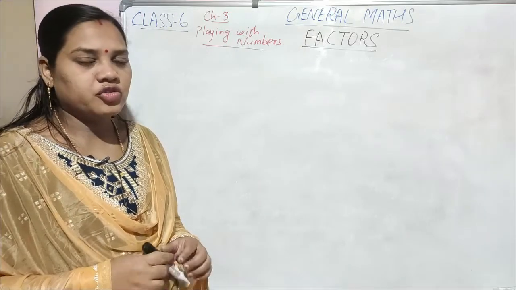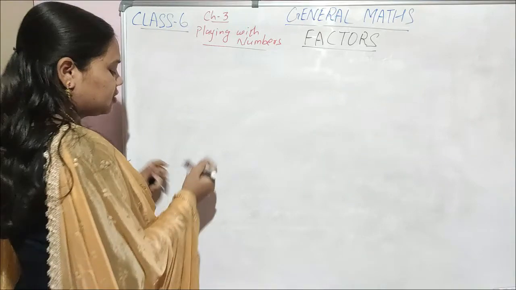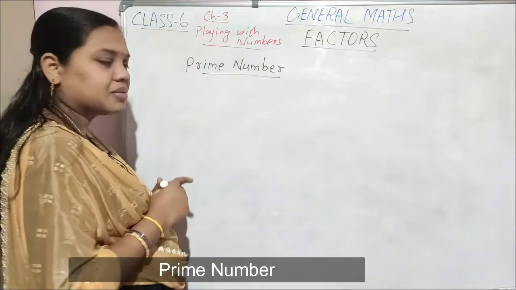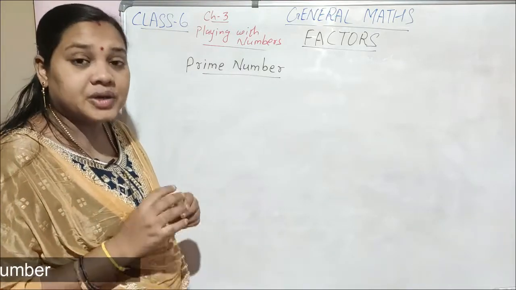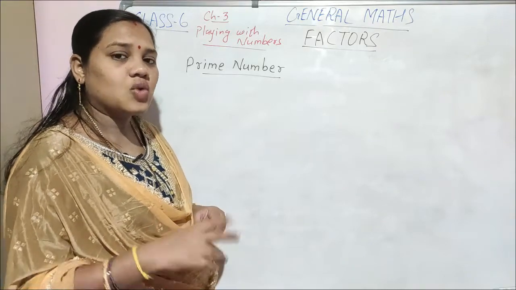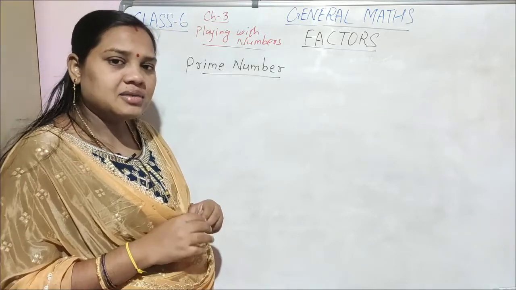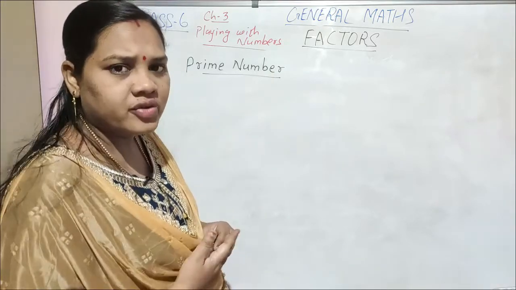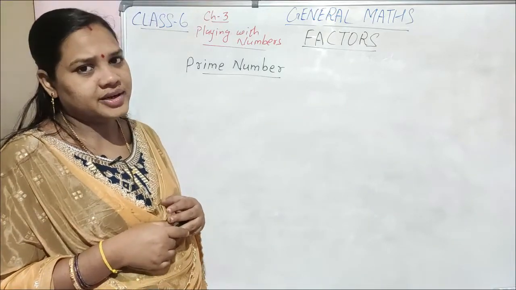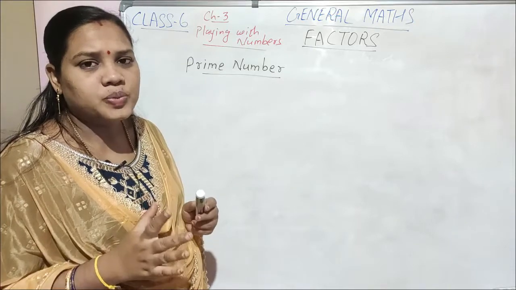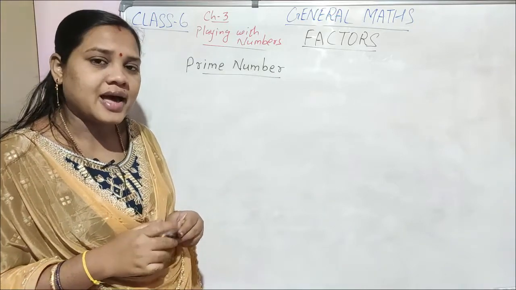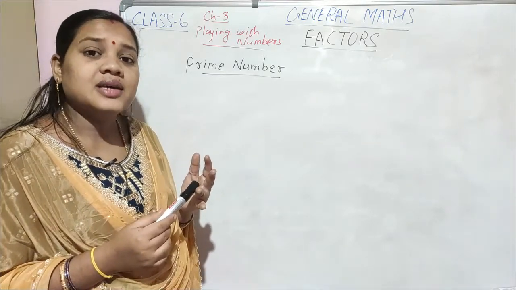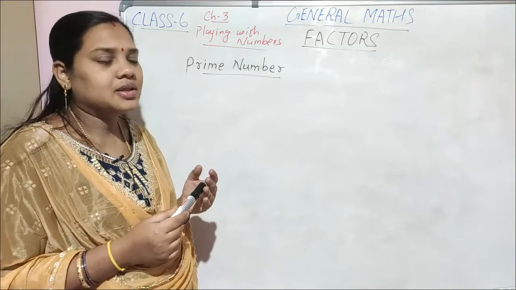Okay children, so now we will go for the next topic. Next is prime number. What is a prime number? A number is said to be prime when it has only two factors. Any number with only two factors, that is 1 and the number itself, is called a prime number. Clear children? Very simple. A number is said to be a prime number when it has only two factors. What are those two factors? 1 and the number itself.